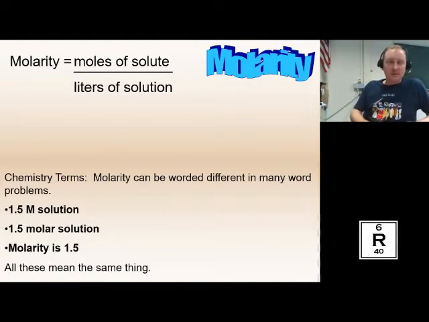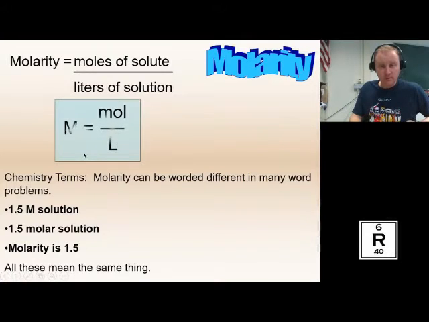So what is molarity? Molarity is the moles of a solute per liter of solution. So molarity is moles of solute per liter of solution. And I just want to clarify some things because students will see this molarity written different ways and they often get confused. Molarity is represented with a capital M. So a capital M is the symbol for molarity. So if you see 1.5 capital M, that means that it's a 1.5 molar solution, or the molarity is 1.5.